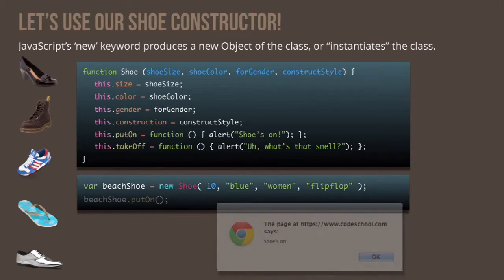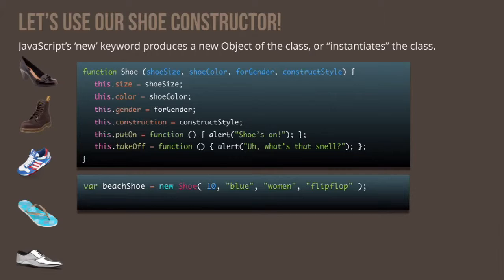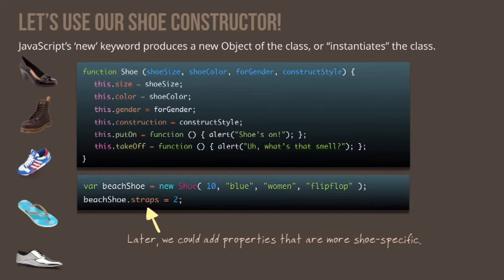We could even add properties that are more shoe specific later. For example, on a flip-flop, there's 2 straps, and we might want to add that there are 2 straps to that beach shoe. So we would say beachshoe.straps is equal to 2, and it would add it right in.